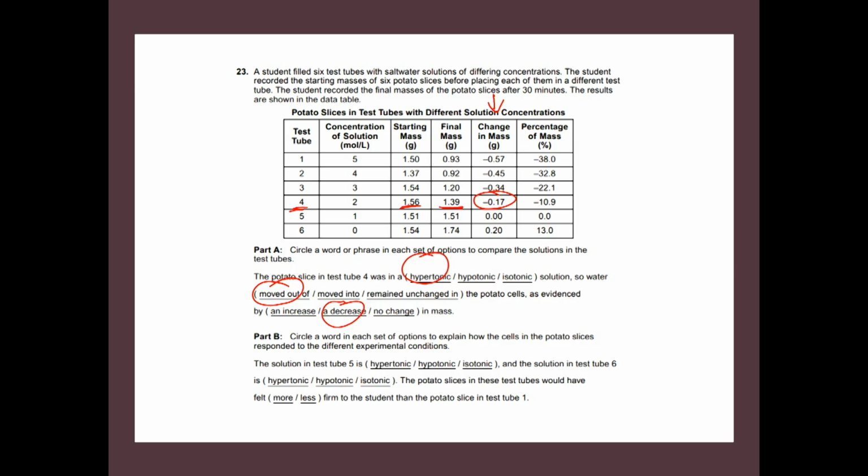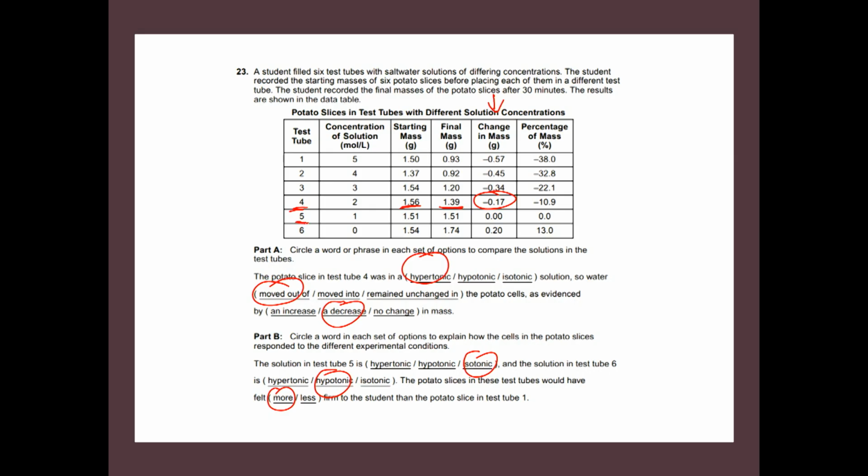It says circle a word in each set of options to explain how the cell in the potato slices responds to the different experimental changes. So let's look at this one. This says the solution in test tube 5 is isotonic, and the solution in test tube 6 must be hypotonic. The potato slice in these test tubes would have felt more firm to the student than the potato slice in test tube 1. So why do we think that test tube 5 is isotonic?